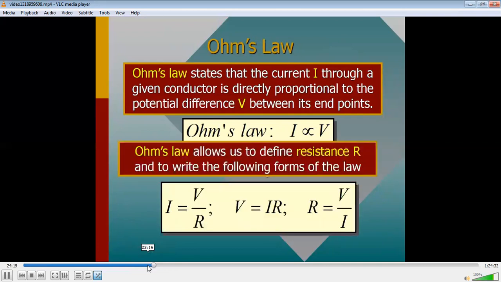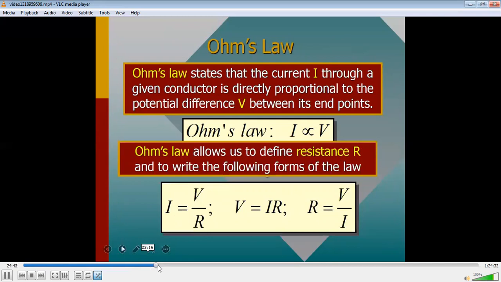Ohm's law allows us to define resistance R and to write the following forms of the law. That means I equals V by R, where R is the resistance, the opposite of electric conductance. Also V equals IR, and R equals V by I. So Ohm's law can be expressed in three ways.